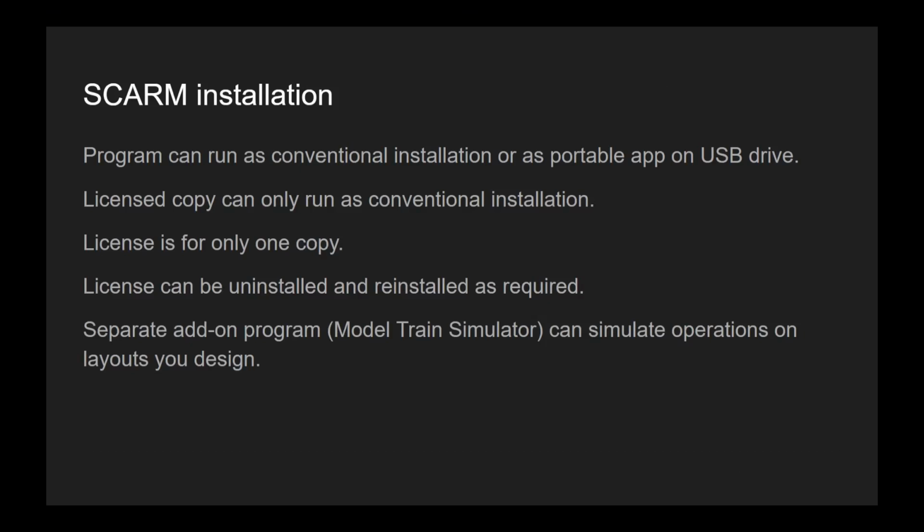The license, when you buy a license, it is only for one copy. The license installs to the software, so you don't have to reinstall the software. However, if you have two computers, you can share the license between them: uninstall the license from one, install it in the other. They do have other add-ons that I have not tried, like Model Train Simulator, so you can simulate operations on a layout you've designed.